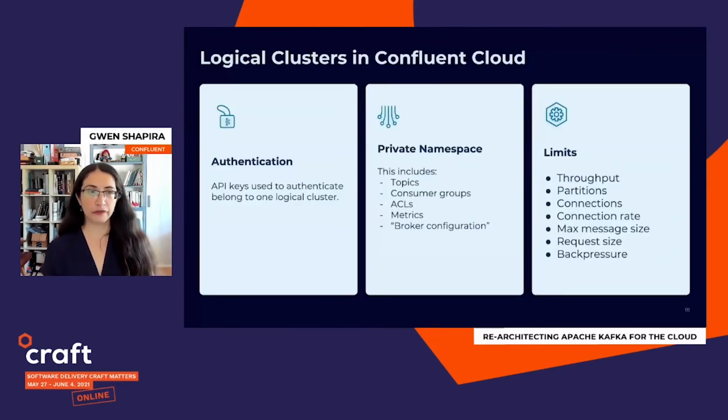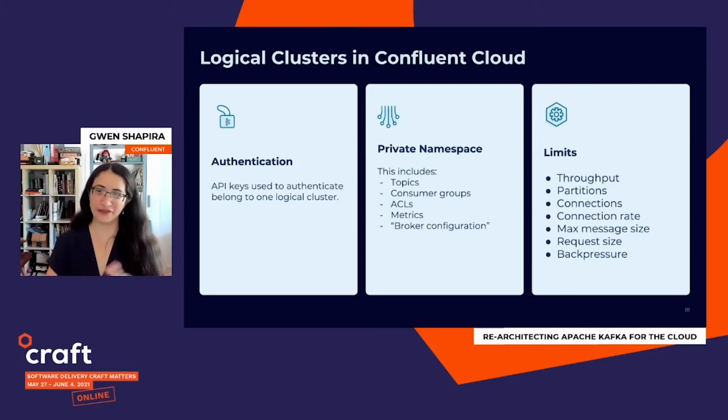And the way we do it in Confluent Cloud is basically with 3 different pillars. Everyone says 3 pillars about everything. We authenticate to a specific logical cluster. So you only have keys and permissions to go into one cluster. We give you your own private namespace. So you only see your own topics. You only see your own consumer groups. You only see your own ACLs, etc. And we apply limits. So we make sure that you cannot really do whatever you want, because this is the way we isolate tenants. Like you cannot use all the throughput of the big cluster. You only get a small slice of the throughput, basically.